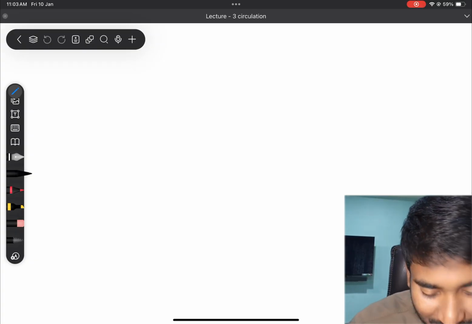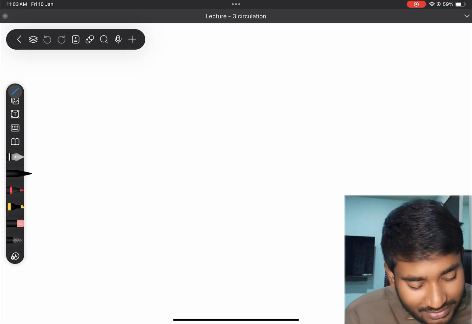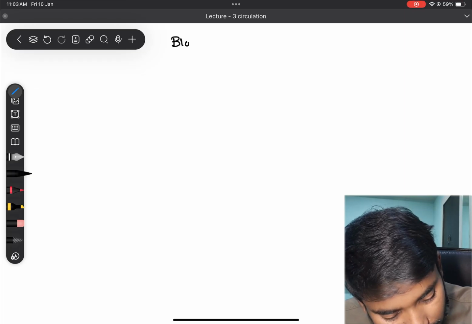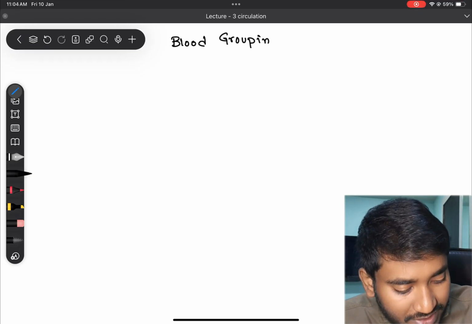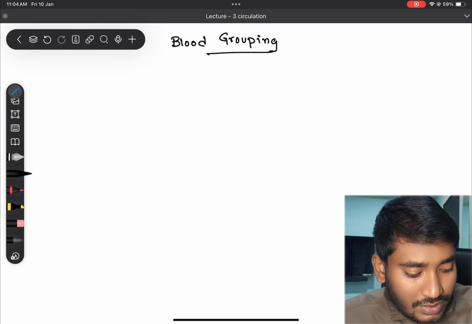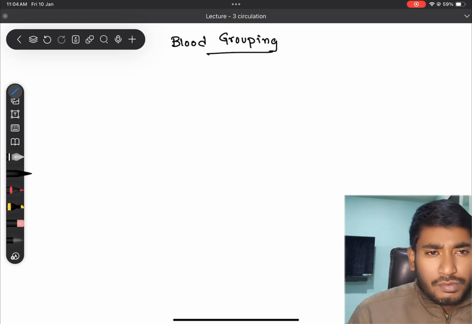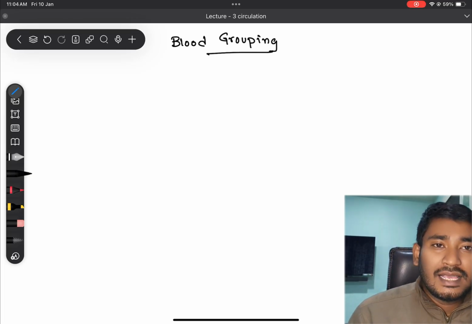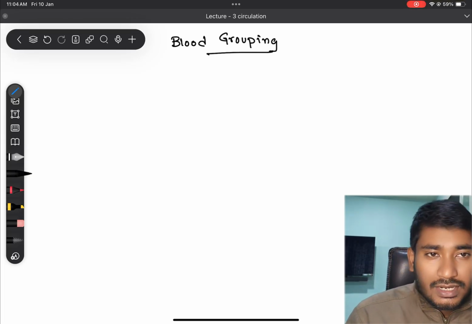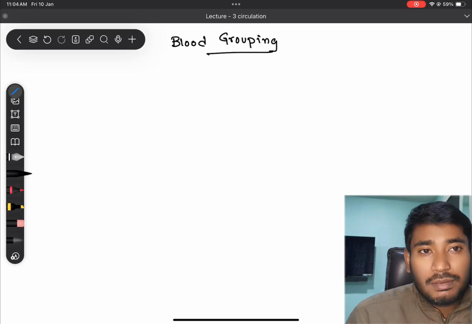Let's start. Today we will start from blood grouping. So how many types of blood group do you know? There are probably 4 types of blood group in the NCERT, that is A, B, AB and O. But we know there are more different types of blood group, that is the Bombay blood group.